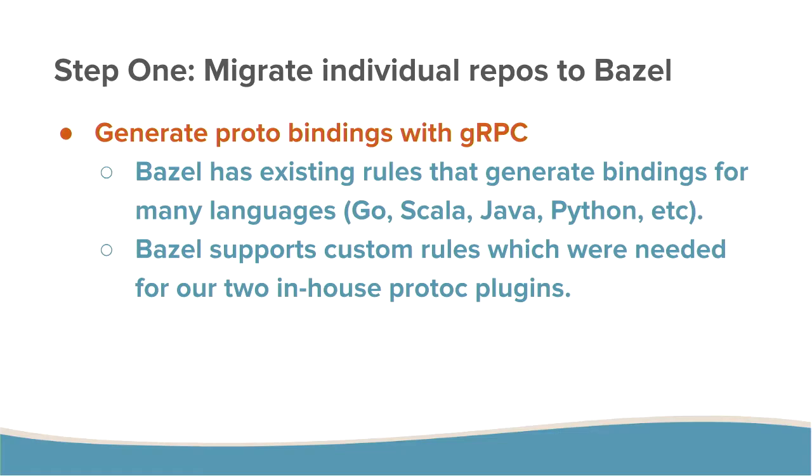Just as a side note, these 2 plugins are really cool. One generates a persistence layer for Go from a proto file. This one's open source. There's a link at the end of the slides if you want to check it out. And the second generates a Redux state from a proto file, effectively bridging the gap between protos and our application state.